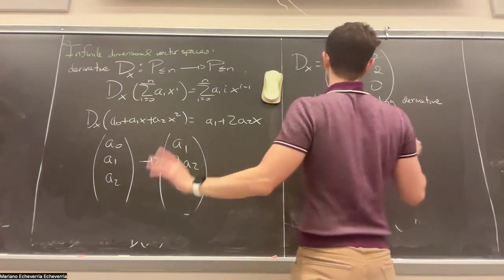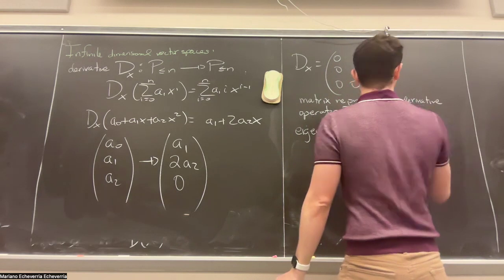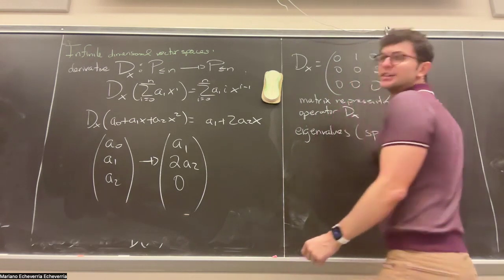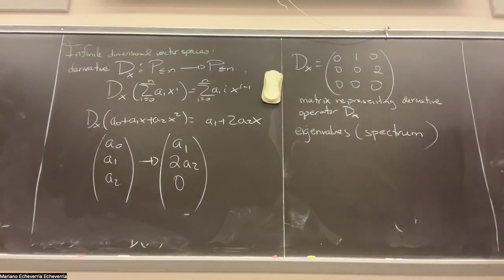The other word for eigenvalues is the spectrum. I don't know if you have seen that other terminology, but actually this name comes from quantum mechanics, for example, for the eigenvalues. I'll tell you more about that later. Well, it comes from chemistry, I guess.